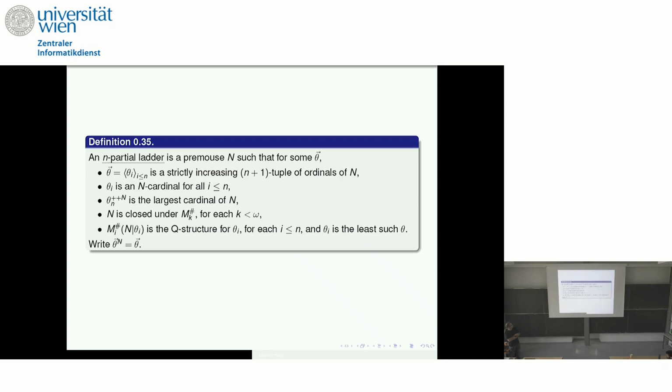N is closed under all the Mk sharps for every k. So N will be projectively correct. And this Mi sharp of N up to the theta I is the Q structure for theta I. So that's the level where it is. It's the largest level where theta I is Woodin in that segment. We take theta I, the least such theta. It doesn't really matter so much that it's least such theta, but for notation, theta vector N is this, and that uniquely determines the tuple theta vector from N. Okay, that's an N partial ladder.